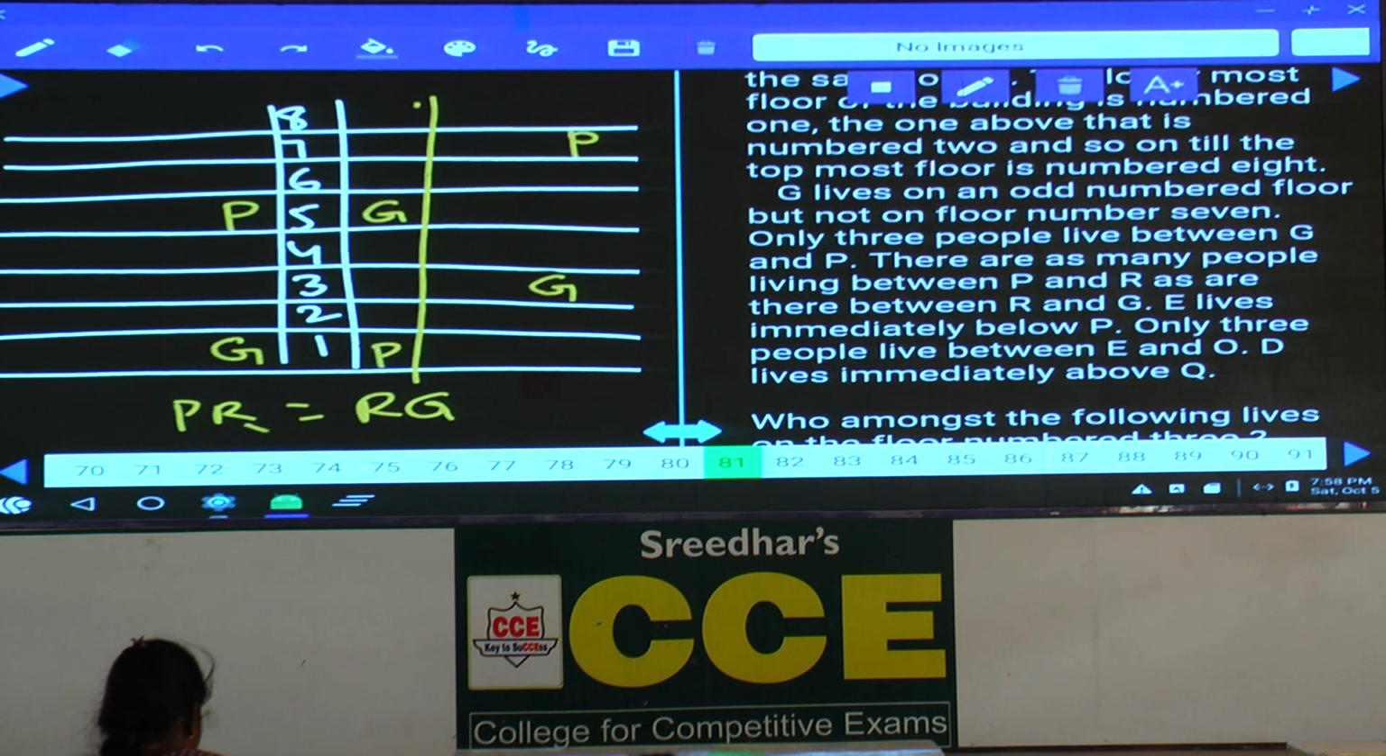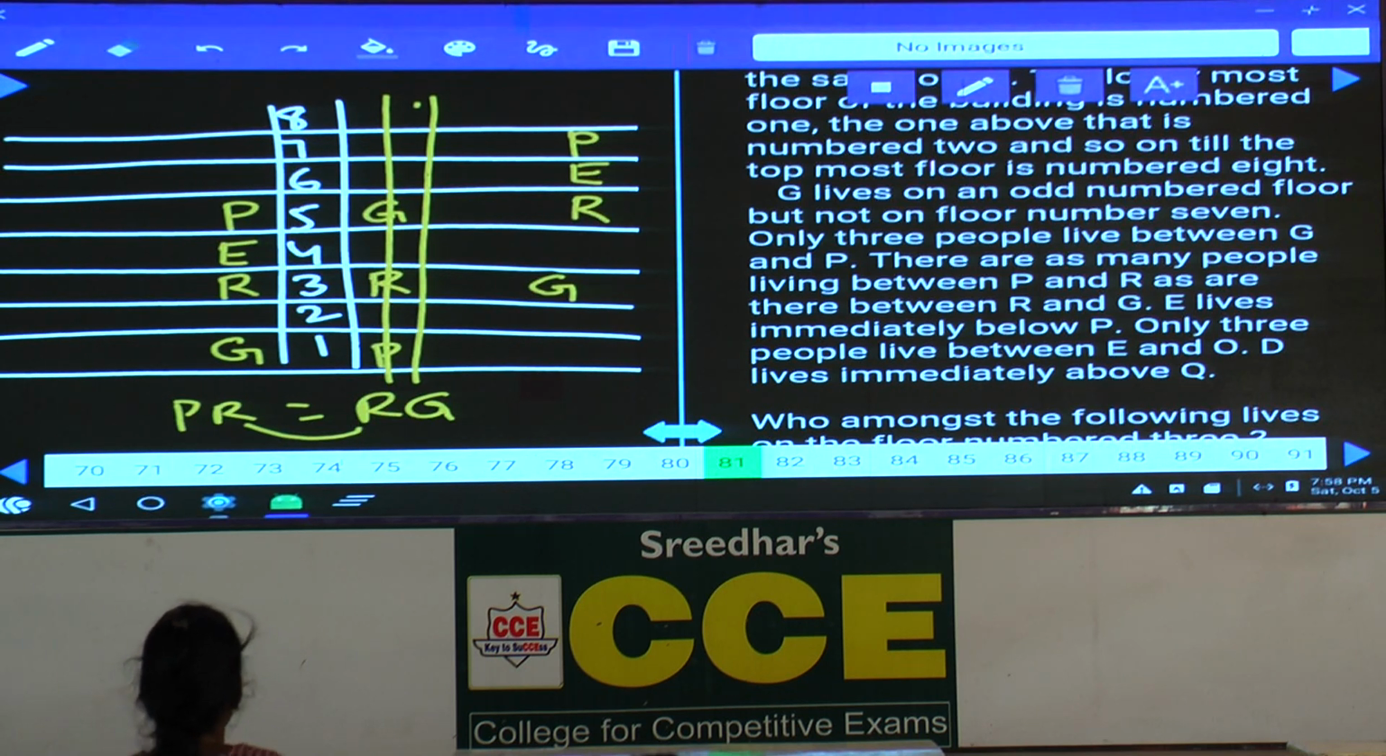That means this R must be exactly in between P and G. As R is exactly between P and G, in this one R is here, and in this one R is here. The number of people in between P and R is 1, and the number of people in between R and G is also 1. Next one, E lives immediately below P. As E lives immediately below P, this case is not possible. In the next case, E lives immediately below P.